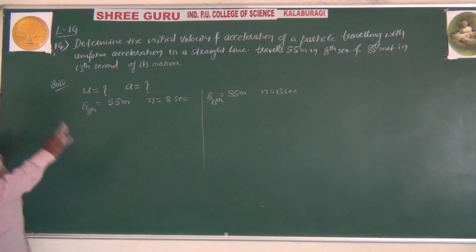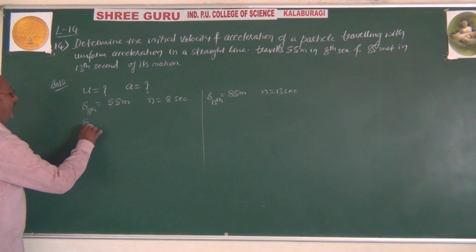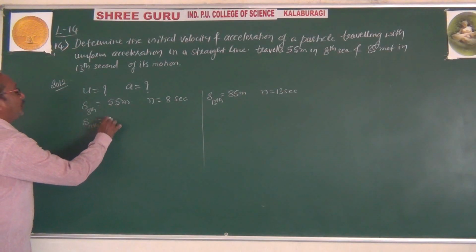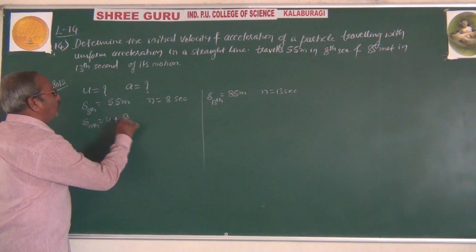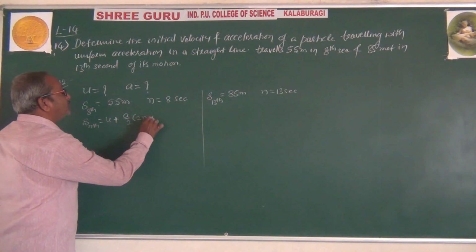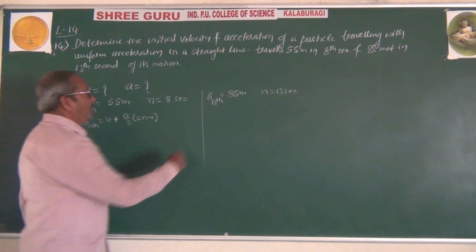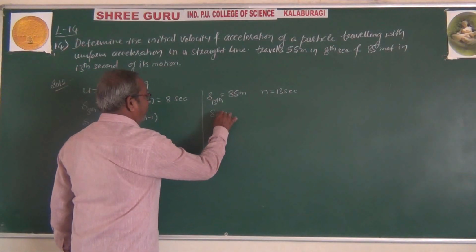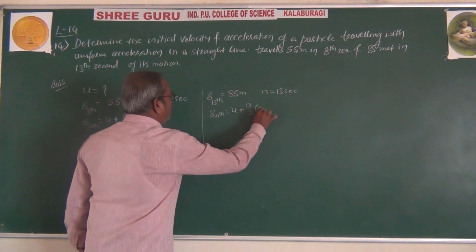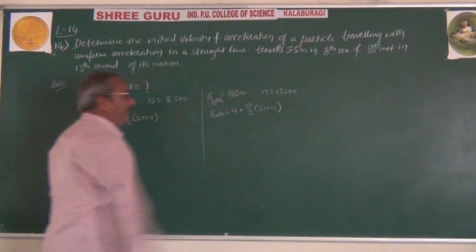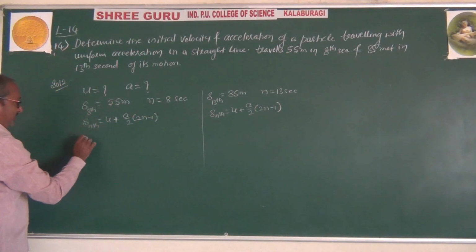For distance traveled in the nth second, you have one of the formulas, that is Sn equal to u plus a by 2 into 2n minus 1. This relation you have here also. Now what is the distance traveled in the 8th second here? This is 55.